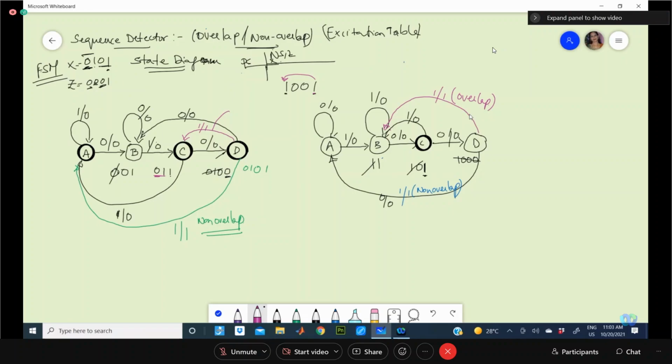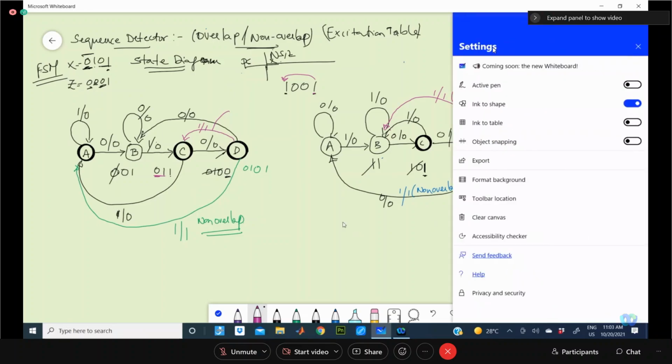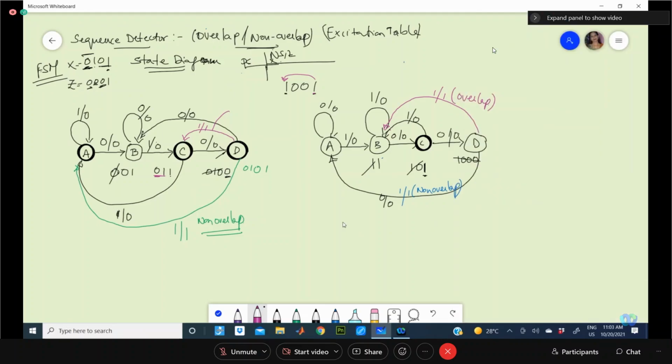Understood? Still, if any doubt is there regarding the transition or considering the bits, you can ask. No questions? Okay, we go to the next step. What is the next step?